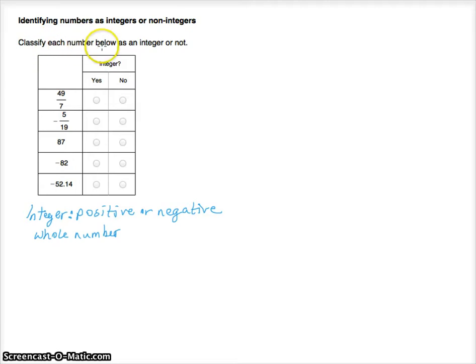It says classify each below as an integer or not an integer. So if we look, at first glance, 49 over 7 appears to not be an integer, but if we reduce 49 over 7, we see that 49 divided by 7 creates an integer. It's a positive or negative whole number. So that would indeed be a yes. The next one, negative 5 over 19 is not a whole number. If you reduce it, it doesn't turn into a whole number, so that's no. It's not a whole number.